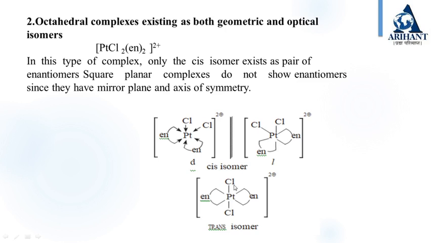It has two chlorines on opposite sides and the ethylenediamine molecules also on opposite sides. So if I put a mirror beside this molecule, I am getting the same geometry as that of this isomer. So they are superimposable images of each other. I am getting the same molecule again. So they are not enantiomers of each other. Have you understood?